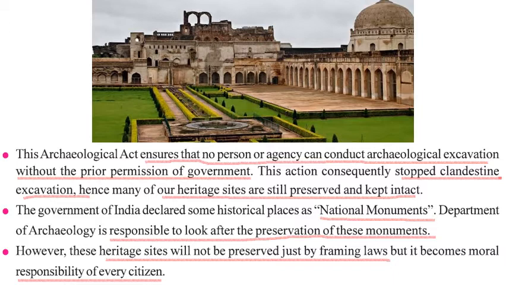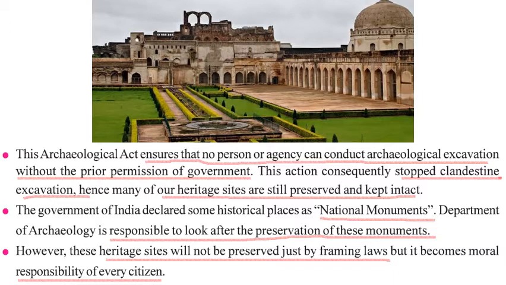The government of India declared some historical places as national monuments. For example, this picture is one of the national monuments. The Department of Archaeology is responsible for looking after the preservation of these monuments. As you can see, this monument is quite clean and it has been preserved despite being hundreds of years old. This is due to the Archaeological Survey of India.